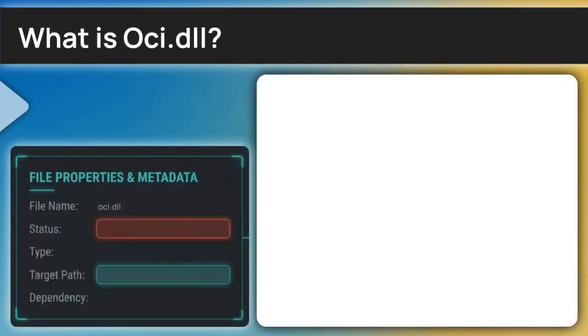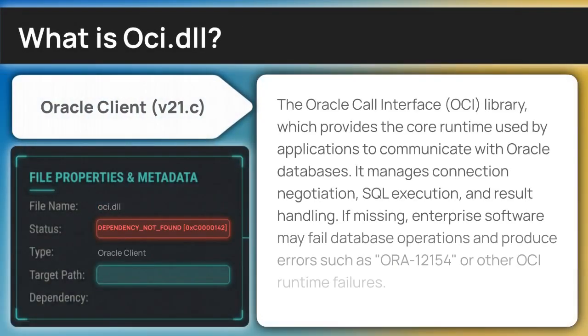This is the Oracle Call Interface. It provides the core runtime used by applications to communicate with Oracle databases. It manages connection negotiation, SQL execution, and result handling. If missing, enterprise software may fail database operations and produce errors such as array 154 or other OCI runtime failures. Understanding the file's role is a great start. Now let's look at replacing it.